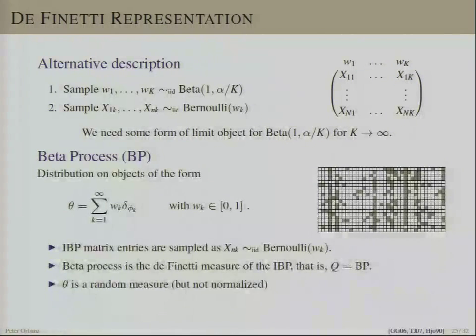Good. I think I'm going to stop here, and then tomorrow I'm going to talk about how we can construct models that are a bit more general than these models that we have seen, which all correspond in some way or another to a discrete random measure. Okay. Thank you very much.